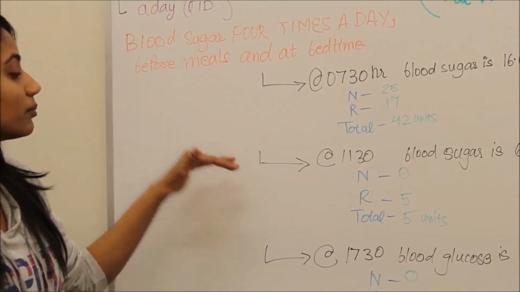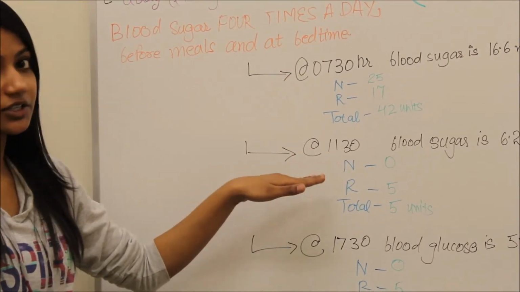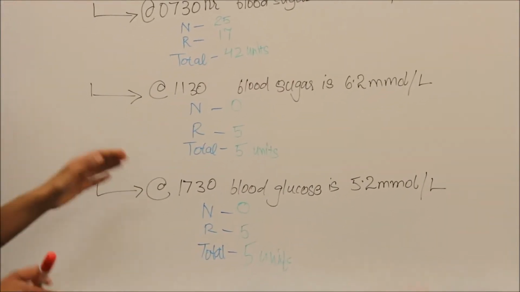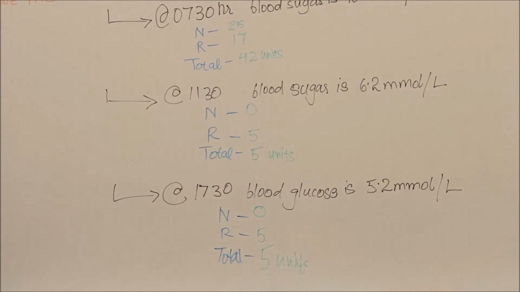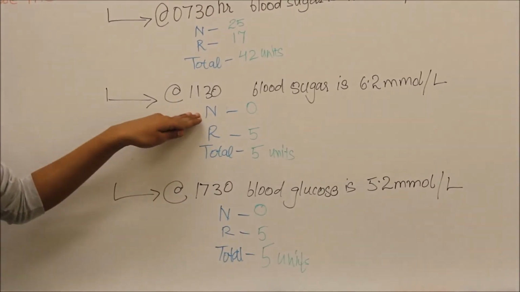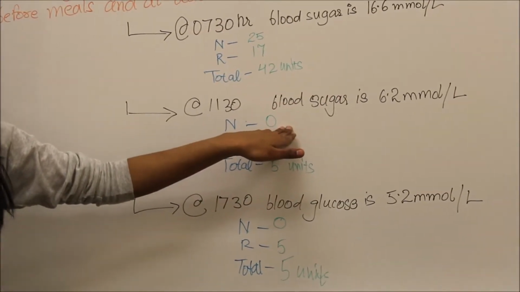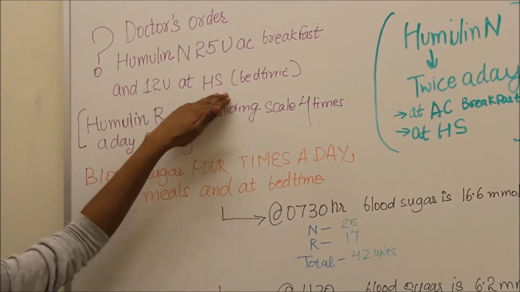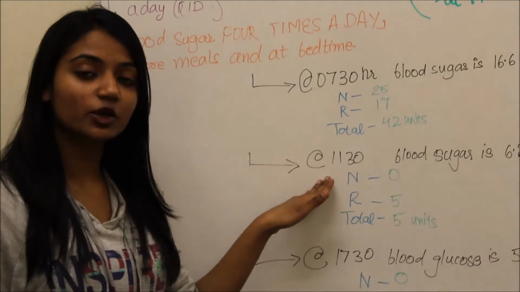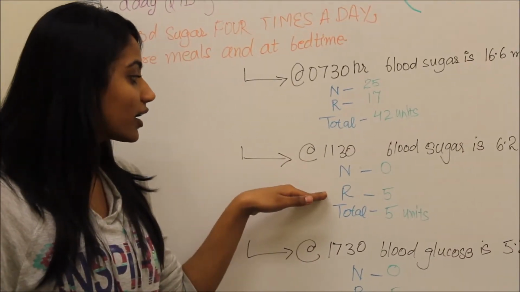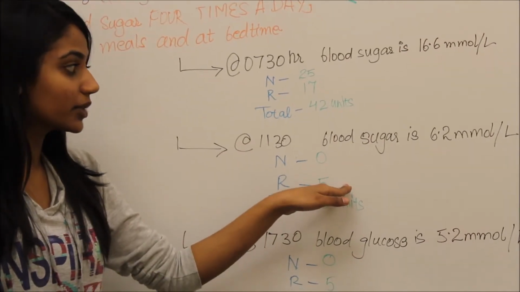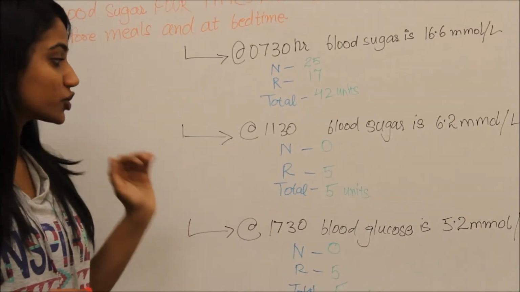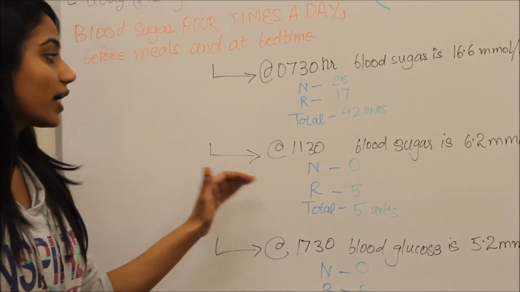Now my next scenario is at 11:30. A patient's blood glucose level is 6.2. What dose am I supposed to give to my patient? At this time, Humulin N is 0 because as per doctor's order, we were supposed to administer it only at breakfast time and at bedtime. So we are not supposed to give any Humulin N at this point. Humulin R has to be given 5 units because the blood glucose level was 6.2. So just 5 units of Humulin R at this point.